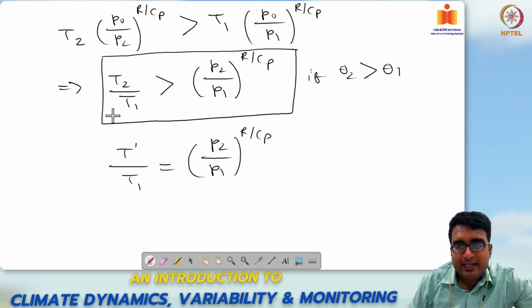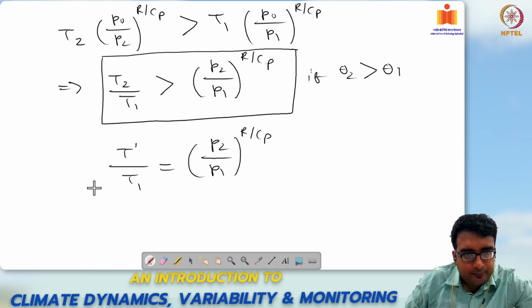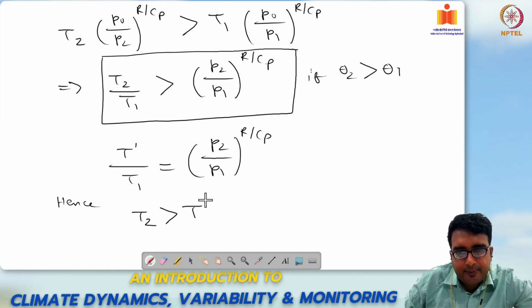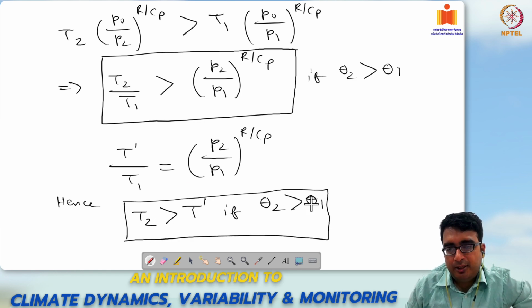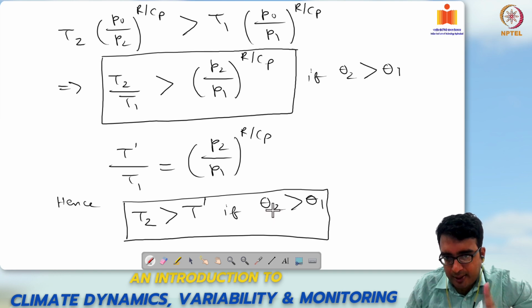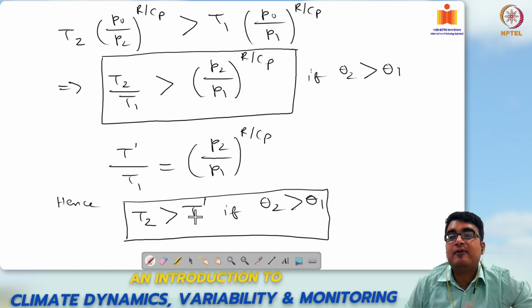So, these two expressions together imply, hence, T2 is greater than T prime if theta 2 is greater than theta 1. Clear? So, if the potential temperature at station 2 is greater than the potential temperature at station 1 for dry air, then the temperature of the surrounding air at station 2 is greater than the temperature that the parcel of air will have when it reaches that station 2.